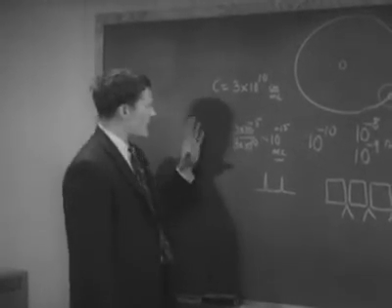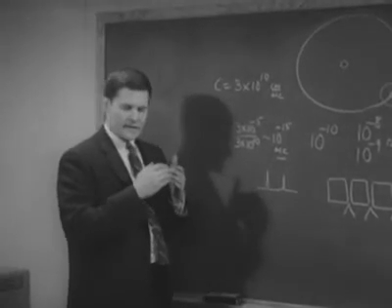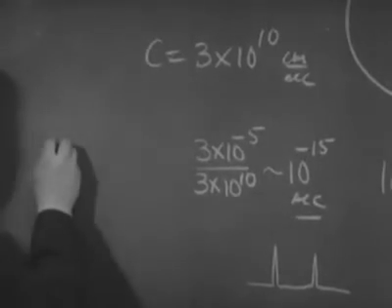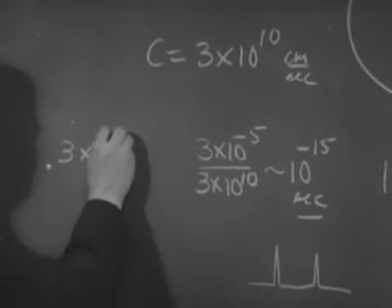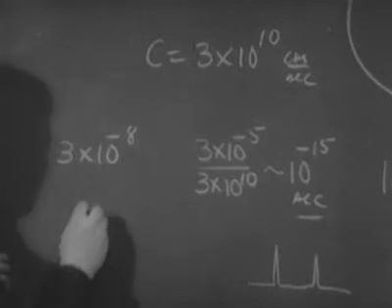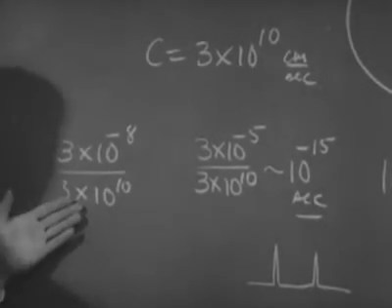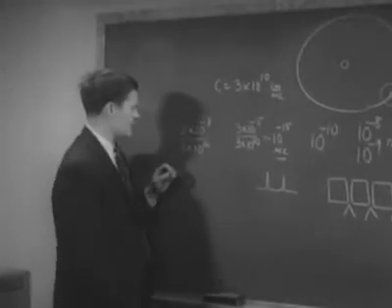Now, one can imagine shorter times still. After all, light can cross an atom. And how long does that take? Well, an atom has a diameter of about 3 times 10 to the minus 8 centimeters. And again, light has that velocity. So the time it takes light to cross an atom is about 10 to the minus 18 seconds.